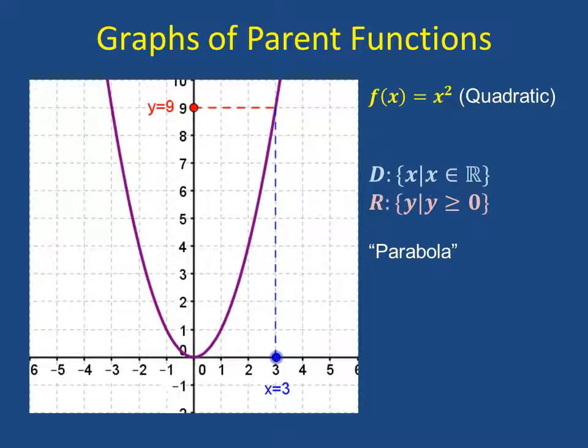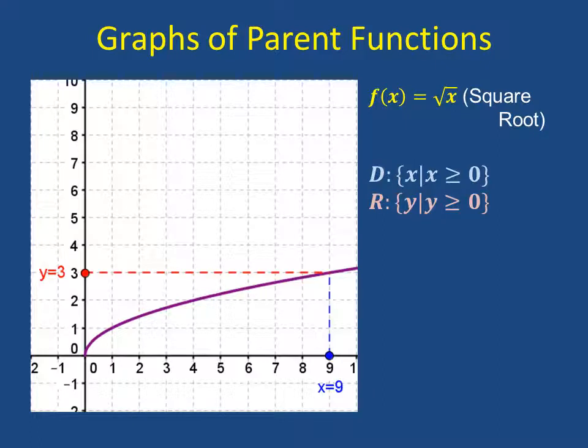Here's the quadratic parent function, f of x equals x squared. The domain is all real numbers, and the range is y greater than or equal to 0, all positive numbers. Its function is to square the number we give to it. If we give it x equals 3, it gives us back y equals 3 squared, or 9.